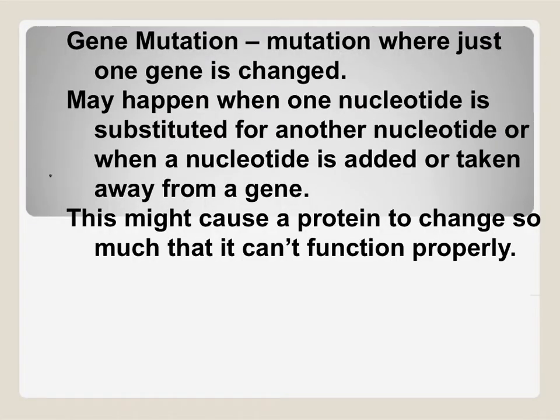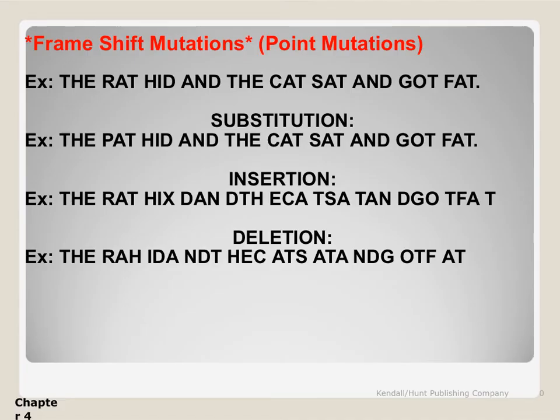So again, a gene mutation is where one gene is changed. This can happen when one nucleotide is substituted for another, or if you add or take one away. This can cause a protein to change so much that it cannot work right. So here's a great example of frame shift mutations.